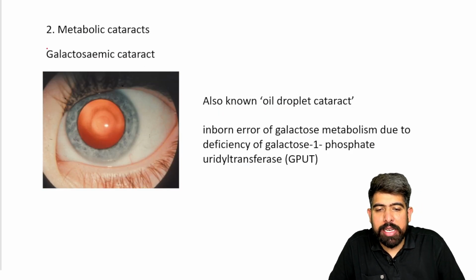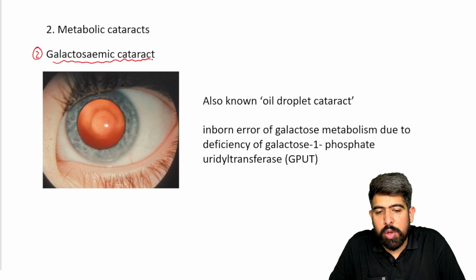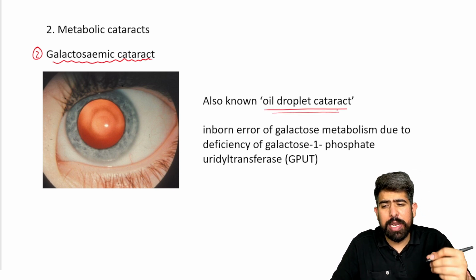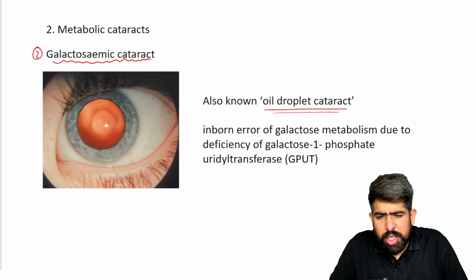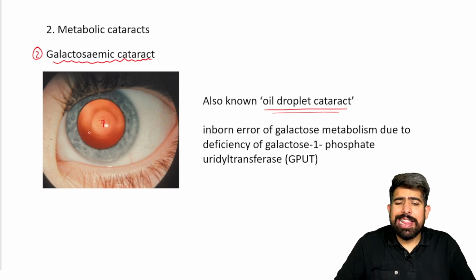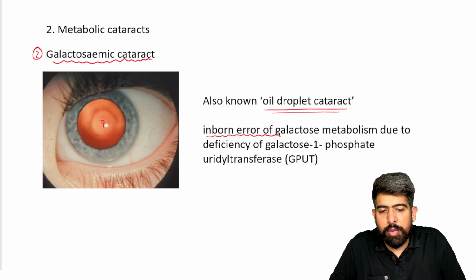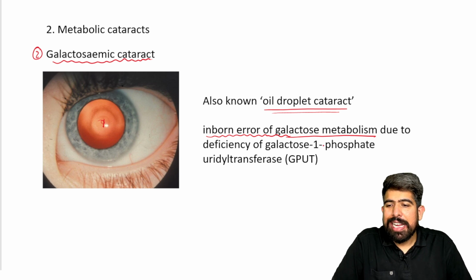The next type of metabolic cataract, type 2, is the galactosemic cataract, which is also known as the oil drop cataract. It looks like a drop of oil has been put on your lens. This is a kind of inborn error, an inborn error in galactose metabolism.